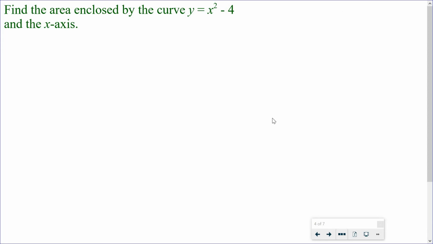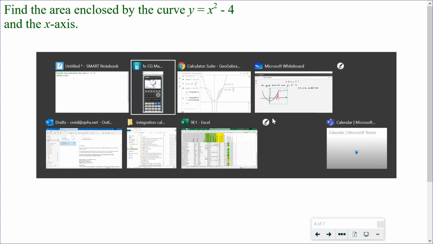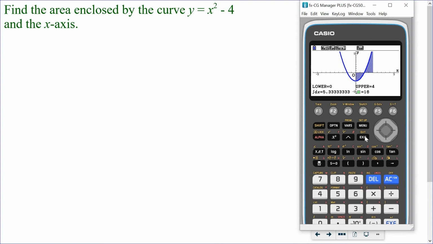So this time we have to find the area enclosed by the curve y is x squared minus 4 and the x-axis. Okay, so obviously we want to see what it looks like. So I'm going to just exit and redraw. Oh, it hasn't cleared it. There we go, just clear the screen.